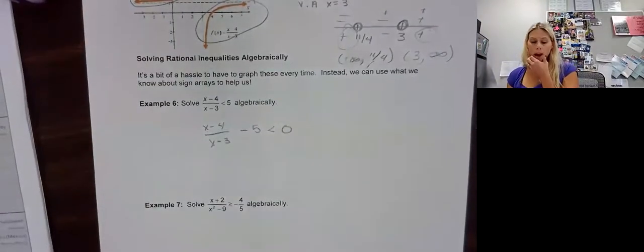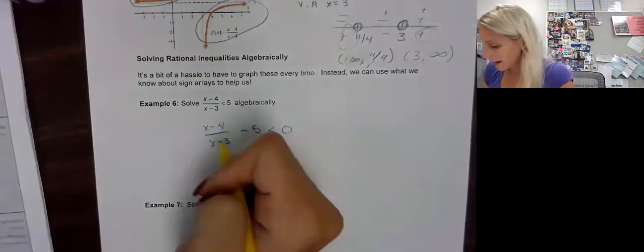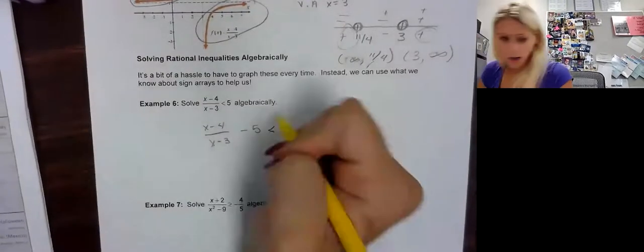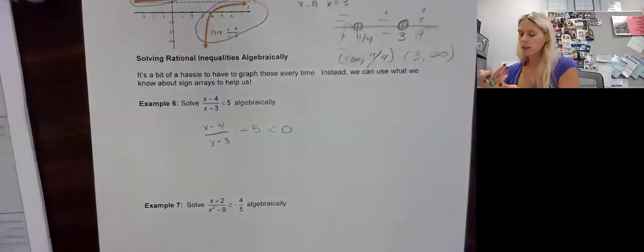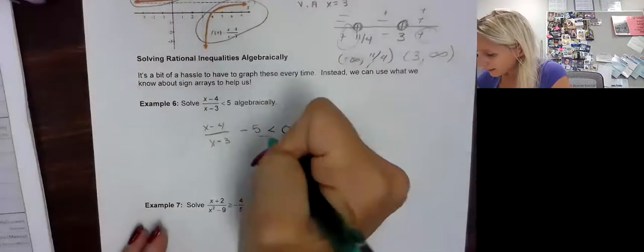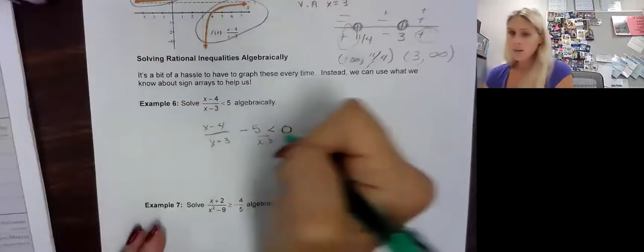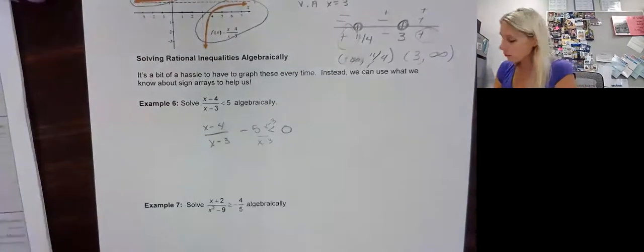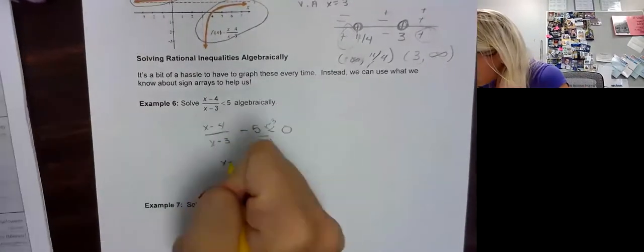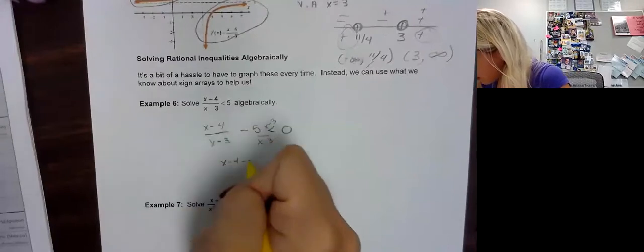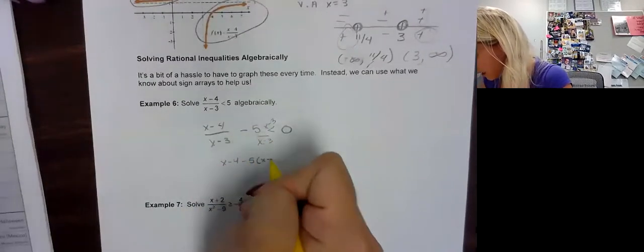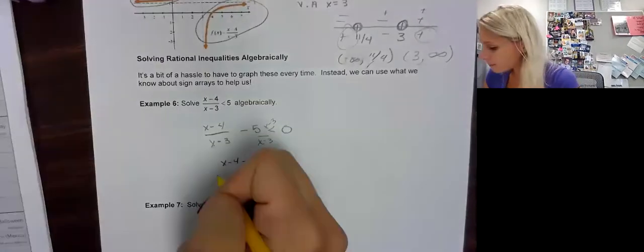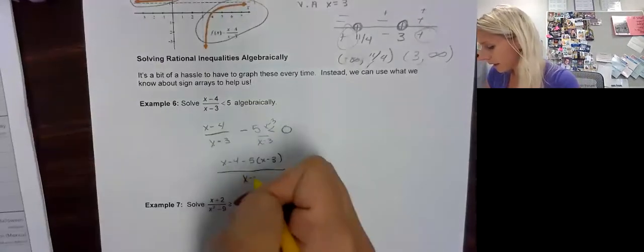Now, of course, we can only subtract fractions if they have a common denominator, right? So what I have to do is say, what is this missing? Well, let me do another color so you can see. It's missing an x minus 3. Whatever we do in the bottom, we must do to the top. So really what we have here is x minus 4 minus 5 times x minus 3. Don't forget those parentheses. All over x minus 3.